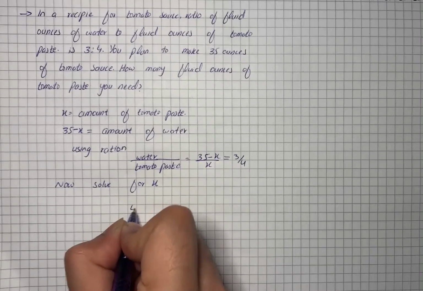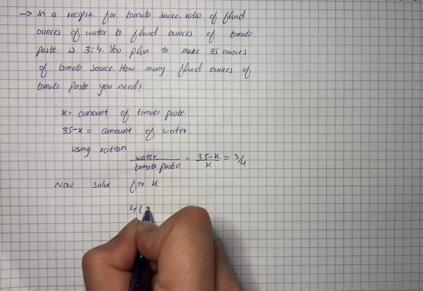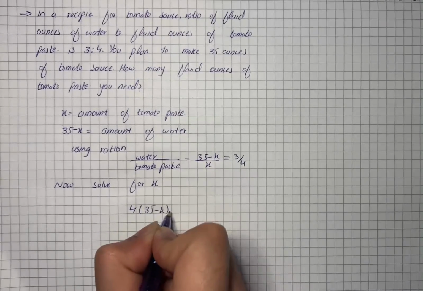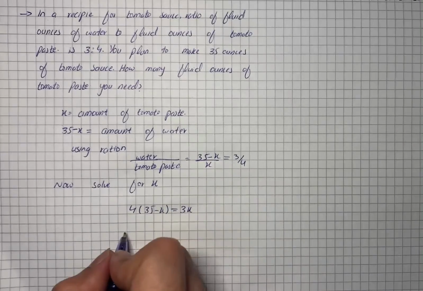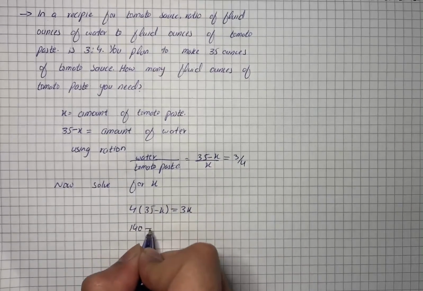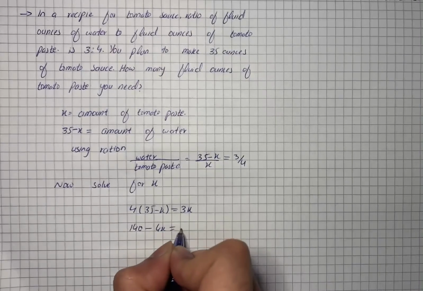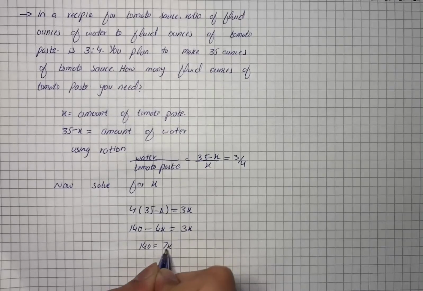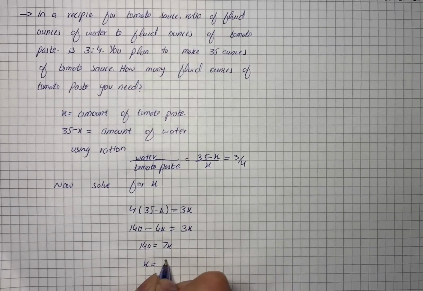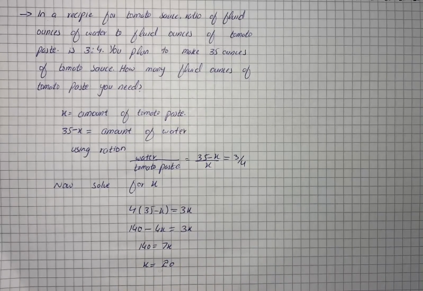We have 4 into 35 minus X. We will do cross multiplication, and here we have 3X. On further simplification, we have 140 minus 4X equals 3X. 140 equals 7X. So X is equal to 20, right?